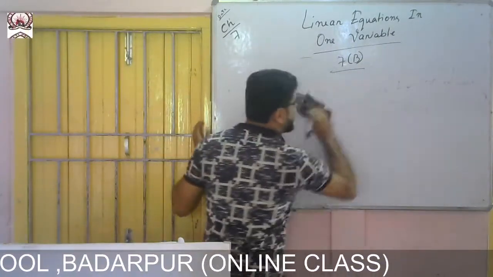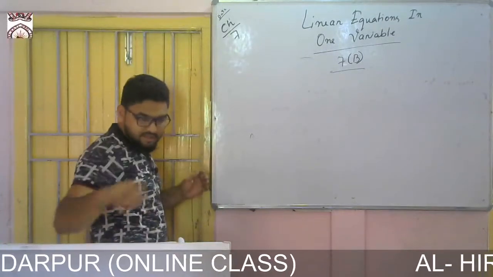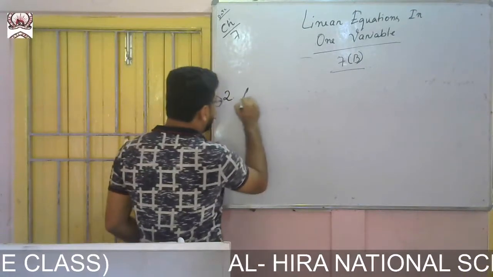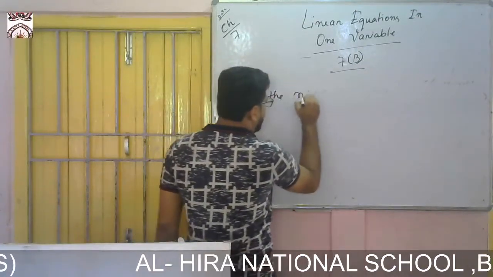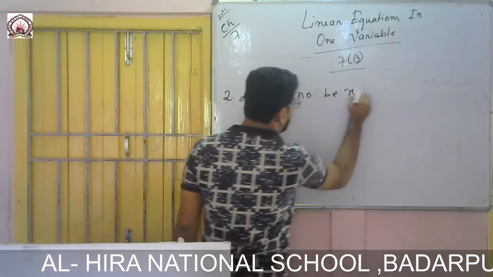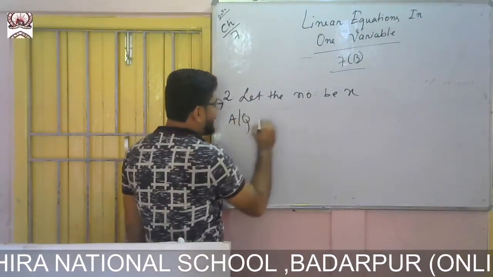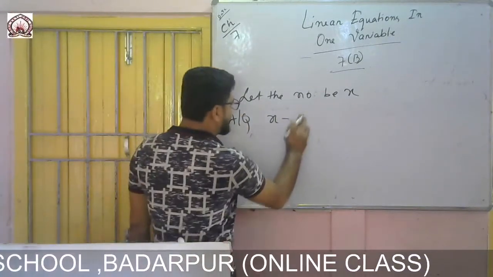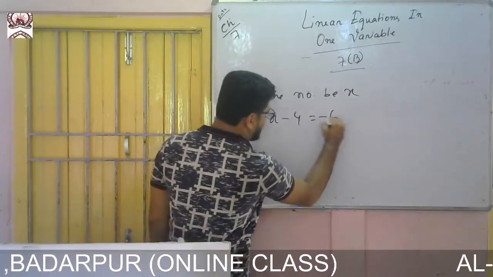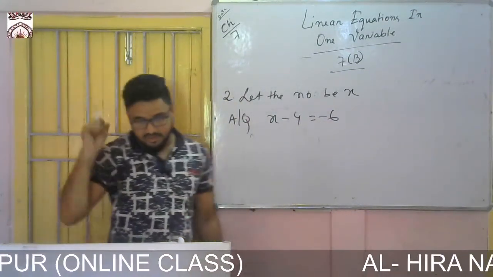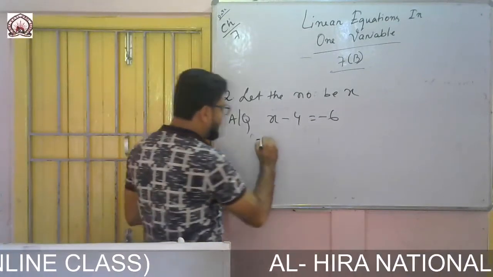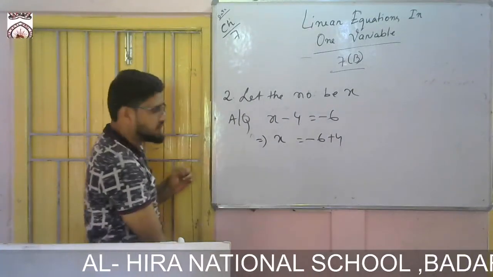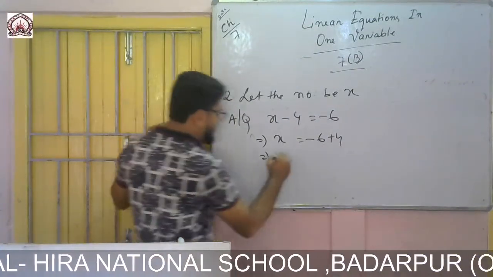So write, question 2, let the number be x. According to the question, this number decreased by 4 gives minus 6. So x equals minus 6 plus 4. The minus 4 will go as plus on the right side by the transposition method.